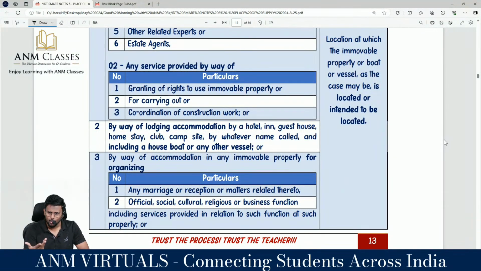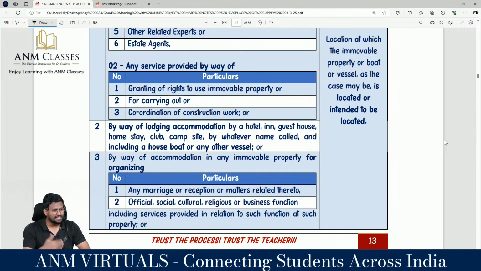Now the immovable property is ready by doing the direct services, correct? Now what are you going to do with that immovable property? You are giving it by way of lodging and accommodation, by a hotel, guest house, homestay, club, campsite or by whatever name called, including a houseboat or any other vessel. So you first get the direct services. Now the immovable property is ready. That immovable property you are giving for accommodation, correct? And now so many people started being accommodated there.